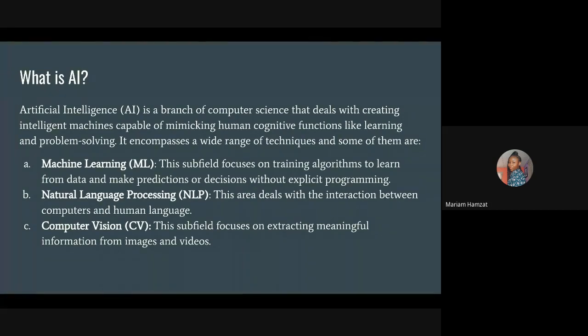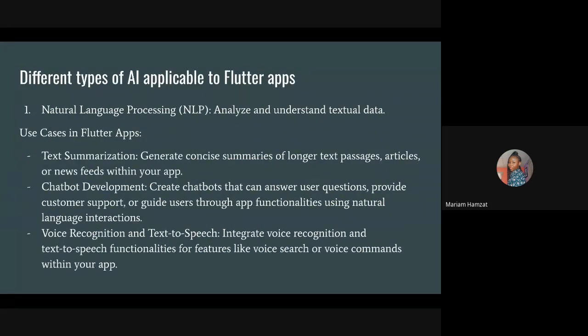Then we have computer vision, and this basically focuses on extracting meaningful information from images and videos. So something like object detection, classifying images, facial recognition, that is the area of computer vision in artificial intelligence, right? So the next thing I have here is different types of AI applicable to Flutter applications.